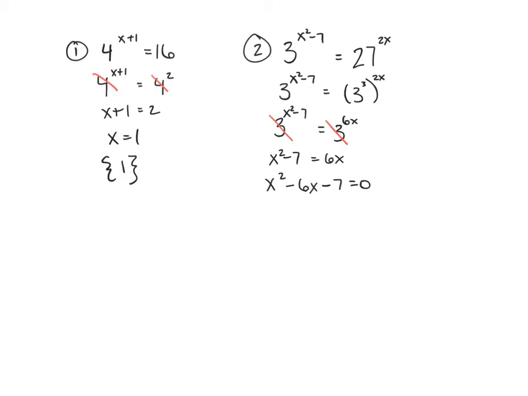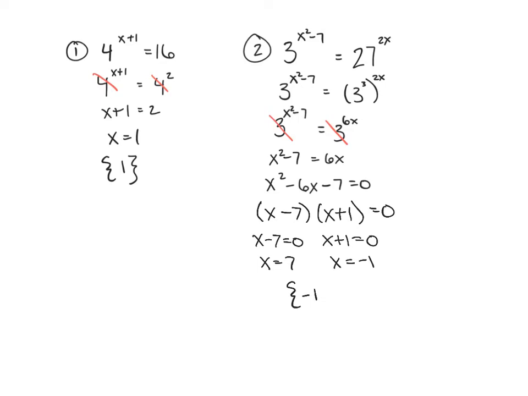And now we're looking for two numbers that multiply to negative 7 and add to negative 6. And that is going to be, let's see, x minus 7 times x plus 1 is equal to 0. I need to set each of these factors equal to 0. So x minus 7 is equal to 0. This one is equal to 0, and we get x is equal to 7, and x is equal to negative 1. I'm going to take these answers, put them into a solution set. Please remember to put them in order from least to greatest. It's going to be negative 1 and 7.